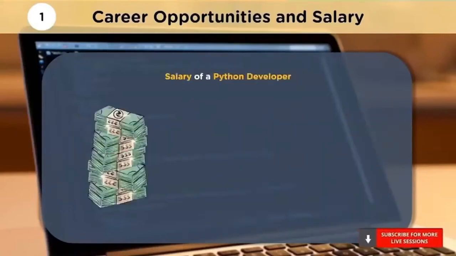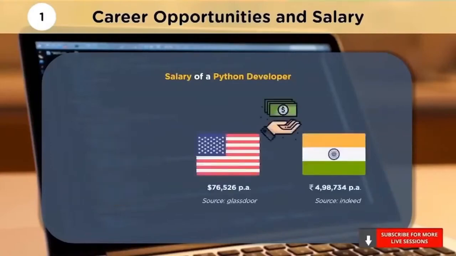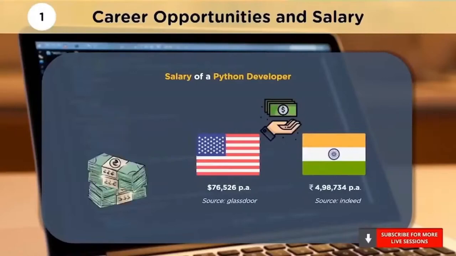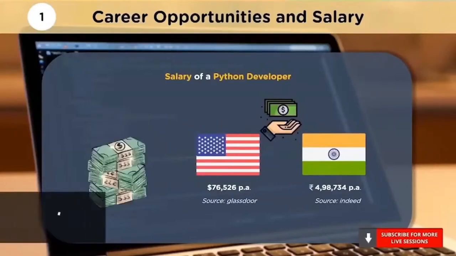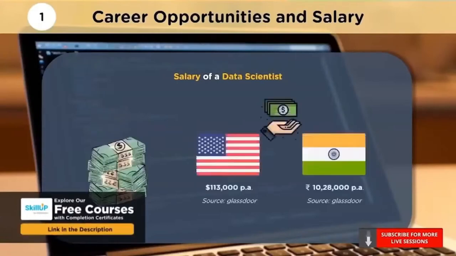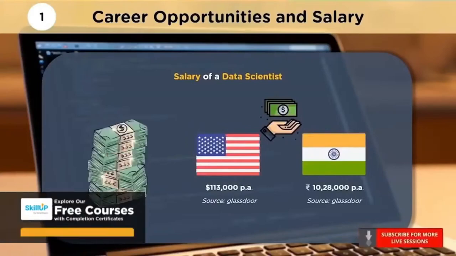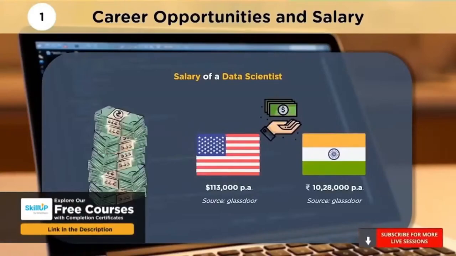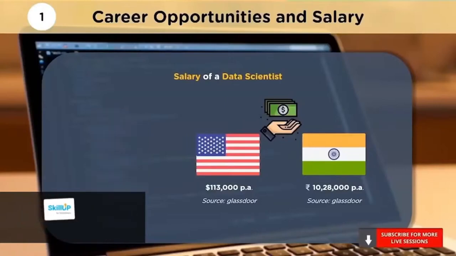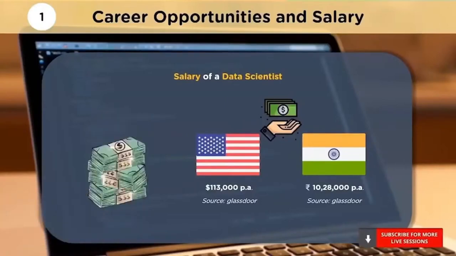Now let's have a look at the salaries of some of these job roles. If you become a Python developer, you can earn an average salary of $76,526 per annum in the United States, while in India, you can earn an average of 4,98,000 rupees per annum. Also, if you learn Python and become a data scientist, you can expect an average salary of $113,000 per year in the United States, while in India, you can earn an average of 10,28,000 rupees per annum.